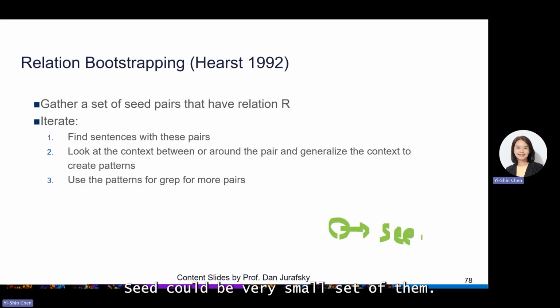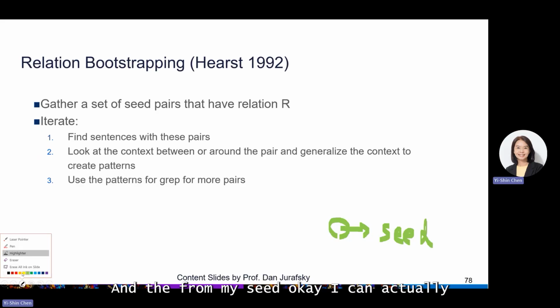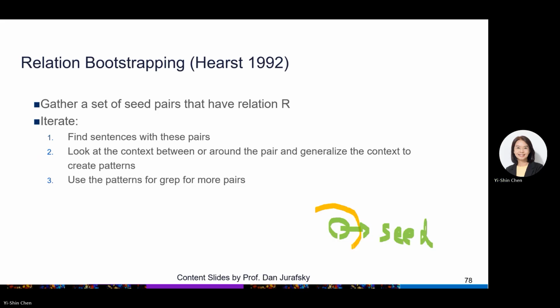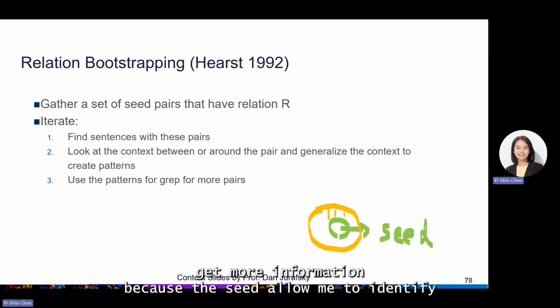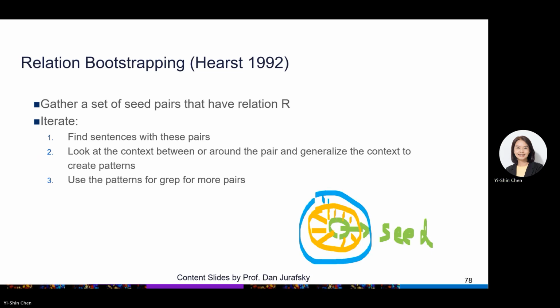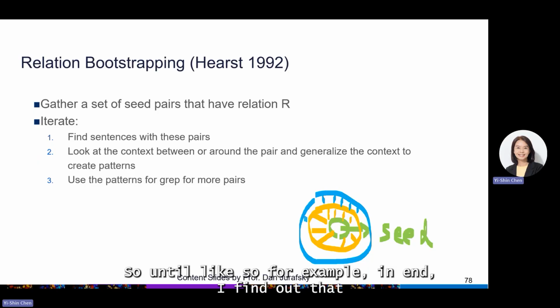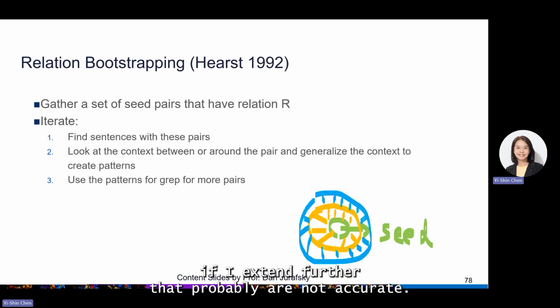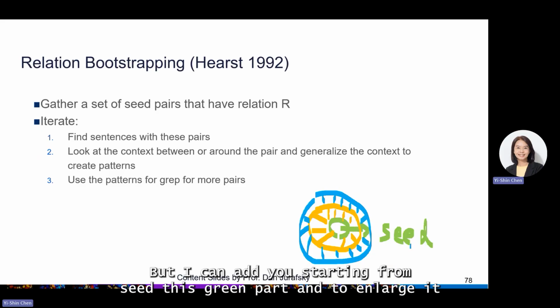The seed could be a very, very small set of them. From my seed, I can actually get more information, because the seed allows me to identify some other information from the yellow part. And from that yellow part, I can probably also expand to get a bigger one. In the end, I may find out that if I extend further, it is probably not accurate. But I can start from the seed, this green part, and enlarge it into the blue part.